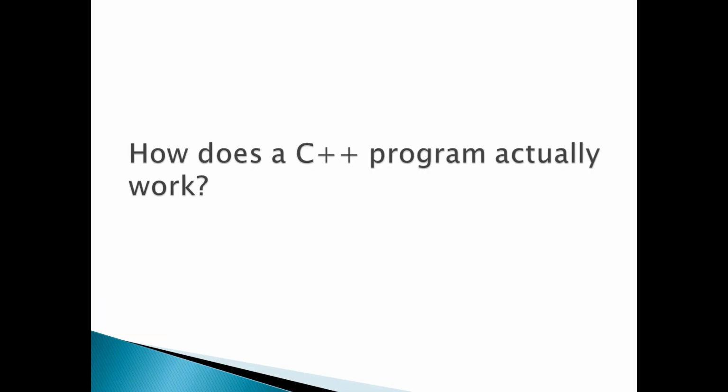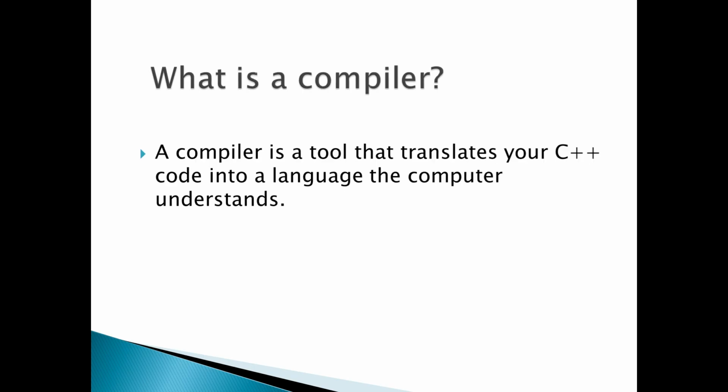Now, how does a C++ program actually work? Let's keep this super simple. When you write C++ code, you are writing text for the computer. But the computer doesn't understand English. It only understands machine code, zeros and ones. So we need something called a compiler. So what is a compiler? A compiler is a tool that translates your C++ code into a language the computer understands.